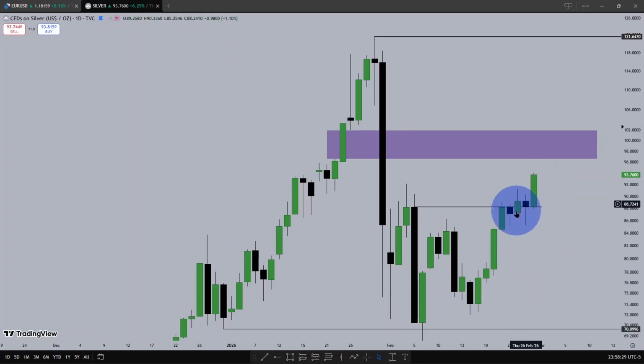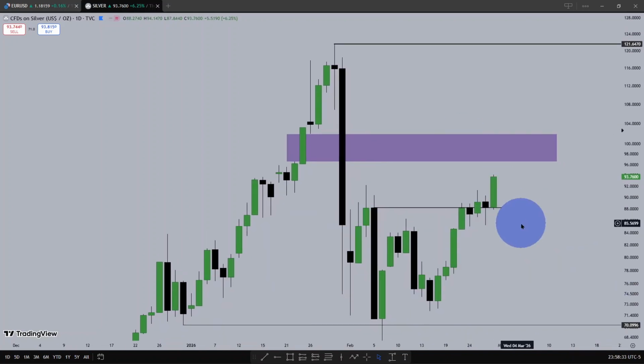Okay, that's how you can capture trending markets like this, their opening range. And it's not something I want to talk about here, but it's something I talk about in Discord anyway, and that's how we trade gold.